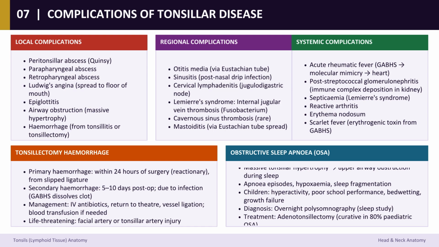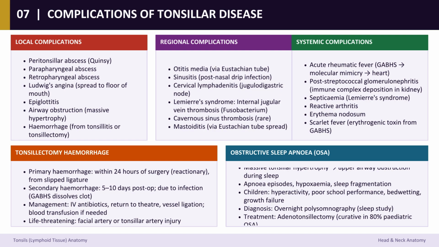Complications of tonsillar disease: local complications: peritonsillar abscess, retropharyngeal abscess, parapharyngeal abscess, Ludwig angina, spread to the floor of the mouth, mainly involving the submandibular gland, epiglottitis, airway obstruction, hemorrhage. Regional complications: otitis media via eustachian tube, sinusitis, postnasal drip infection, cervical lymphadenitis, jugulodigastric lymph node involved. Lemierre syndrome is internal jugular vein thrombosis due to Fusobacterium. CST, cavernous sinus thrombosis, is rare. Mastoiditis via eustachian tube spread.